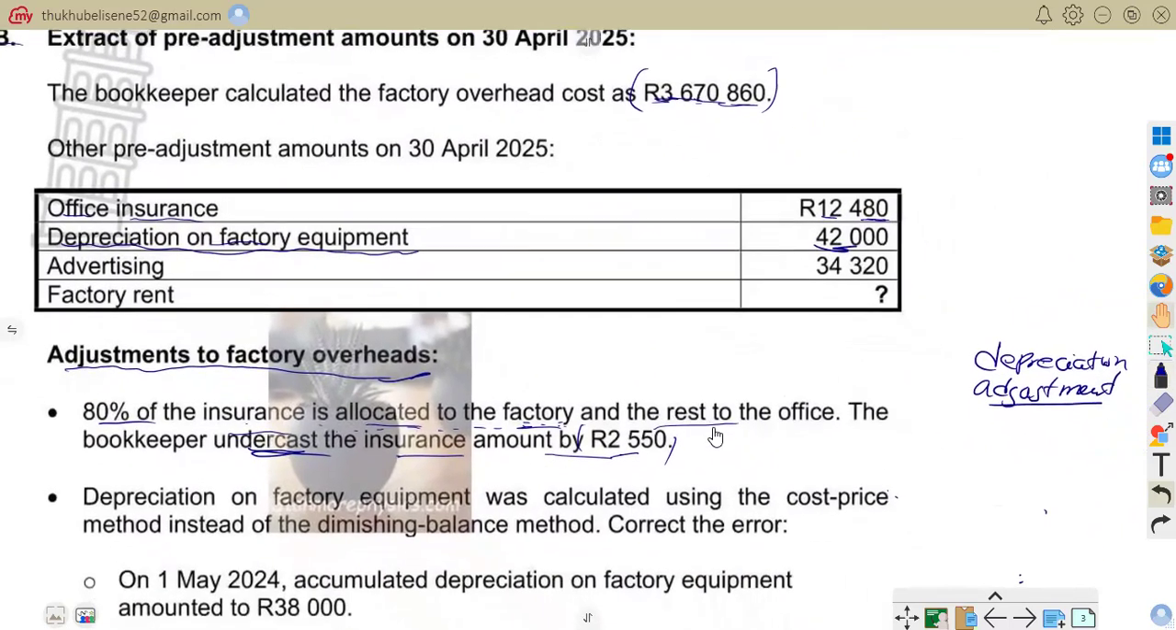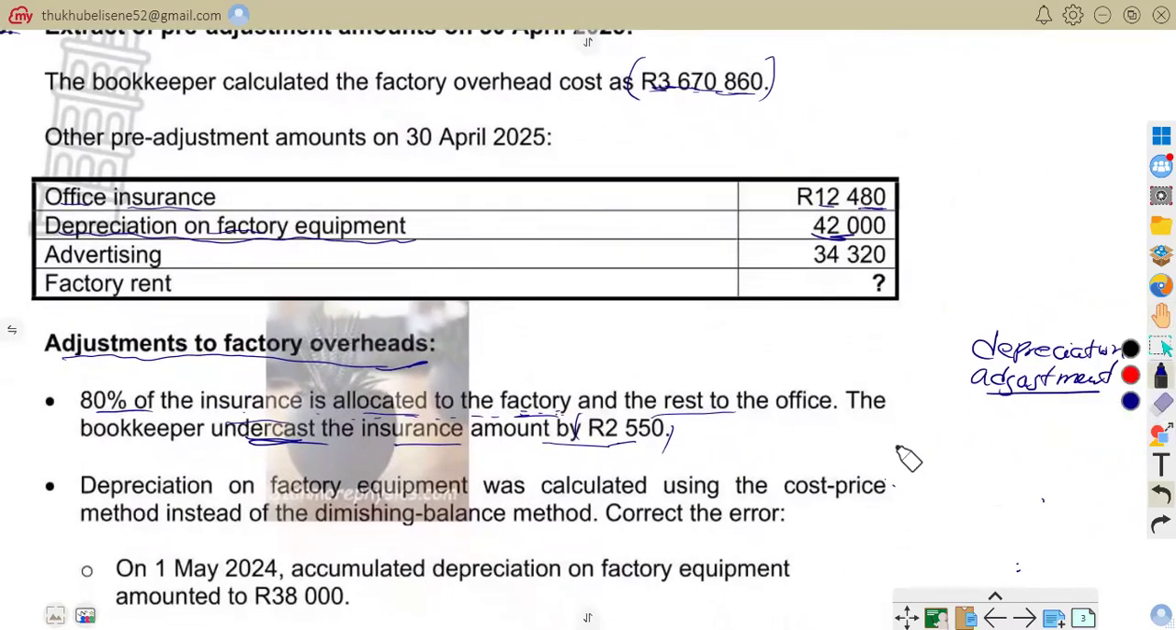So we have 42,000. This needs the diminishing balance method. So we have to find the cost price. So our cost price is how much? That is what we have to look for right now.